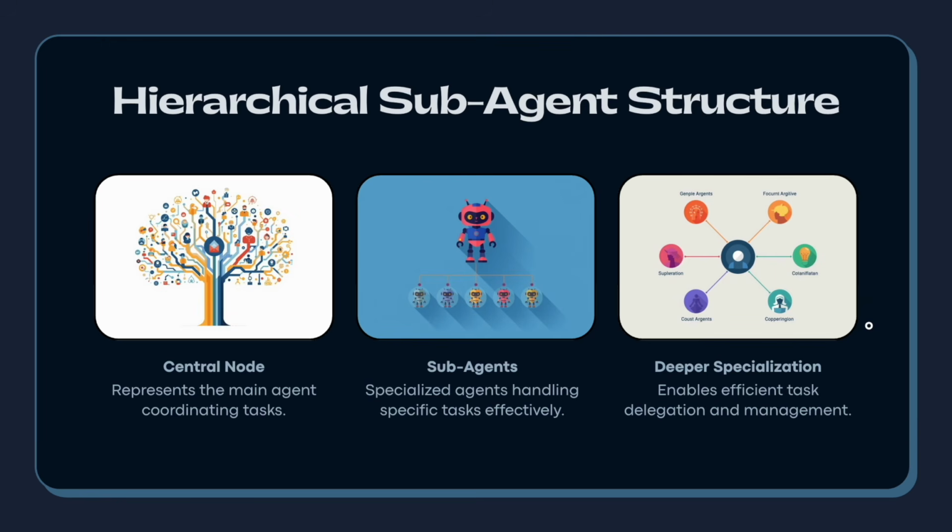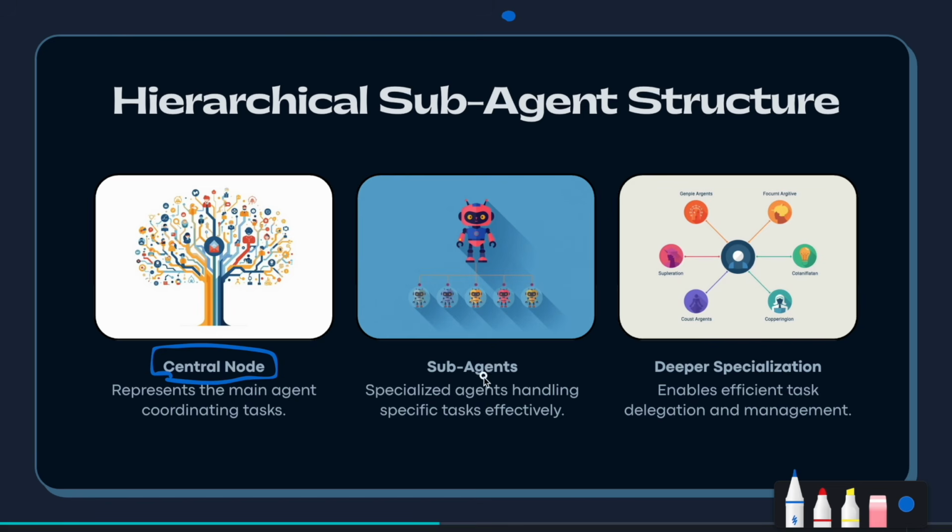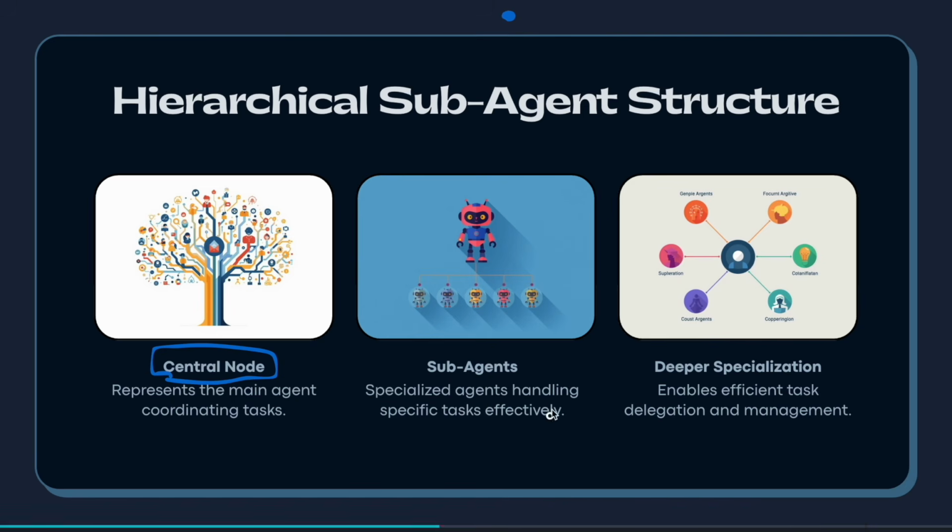What does this mean? So basically you have a top level agent. A top level agent delegates to mid level agents, and those mid level agents can further delegate to their own sub agents. It's like a tree structure. So if you see on the screen, there is a central node. It represents the main agent coordinating this task. So basically just think of it like this. This is the main agent. Then there are sub agents, specialized agents handling specific tasks effectively, but it comes in tiers.